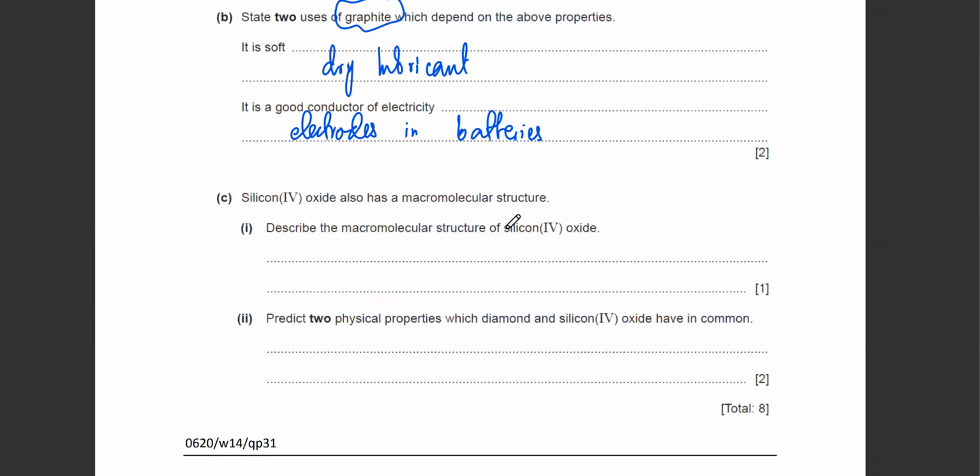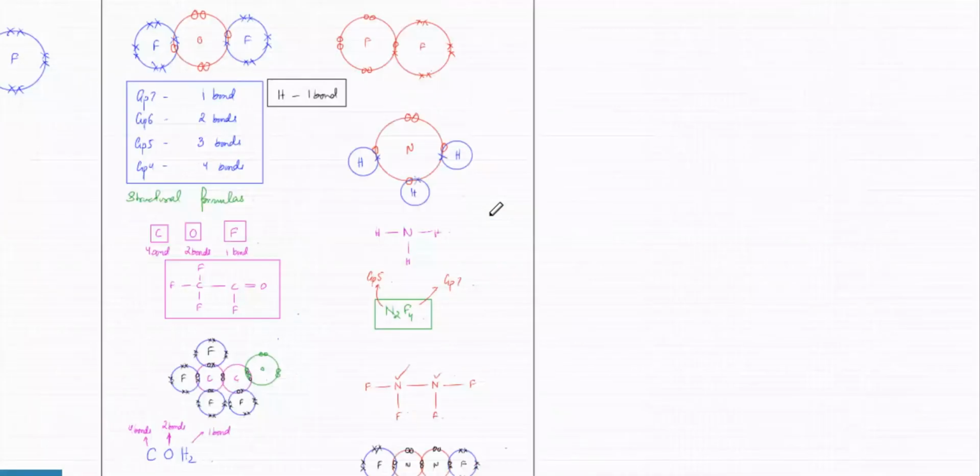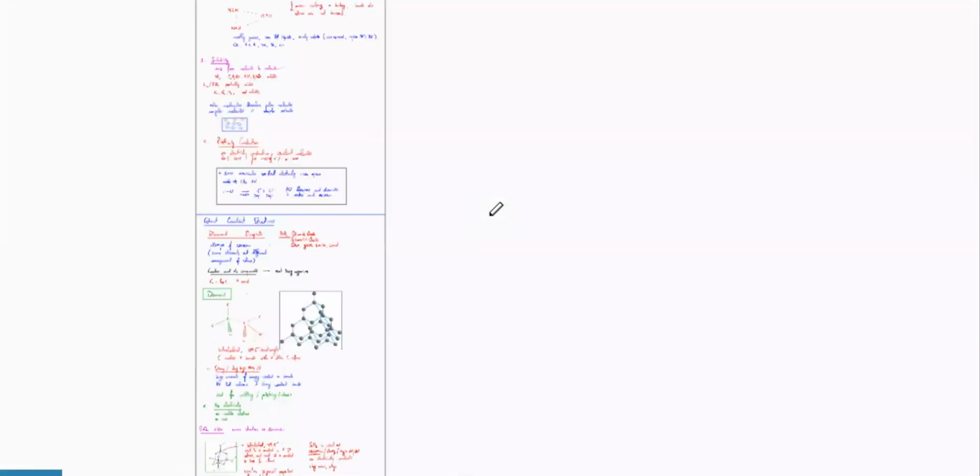Describe the macromolecular structure of silicon dioxide, or SiO2. So they're asking you, it's just 1 mark. So you just have to give a 1 mark explanation for this. So where was SiO2? SiO2 was kind of like diamond. Yes, sir. Okay, it was.